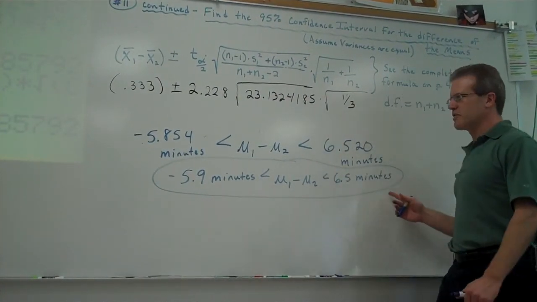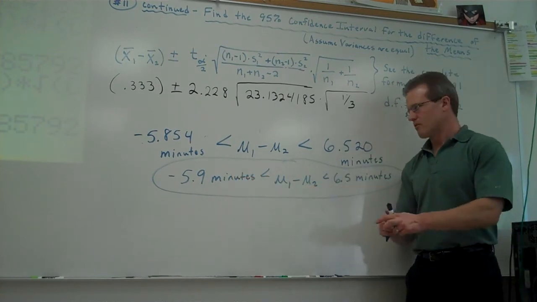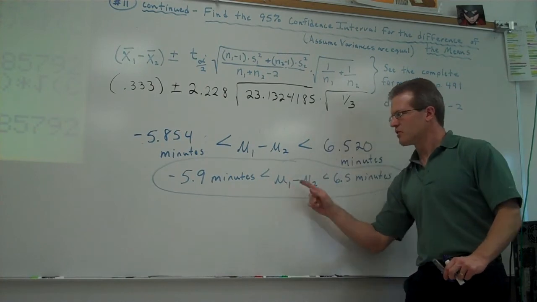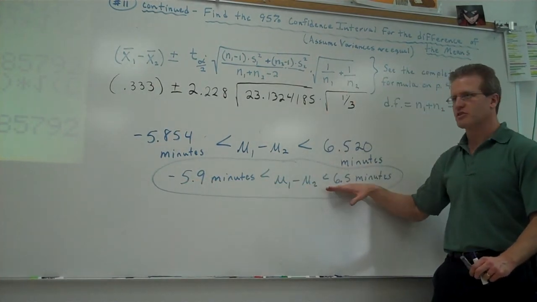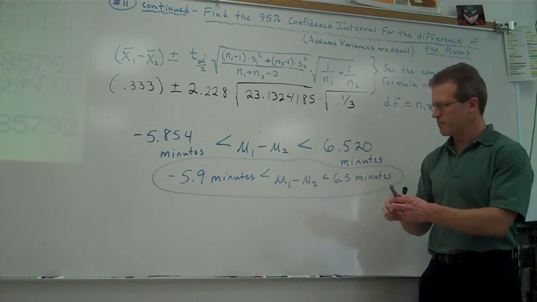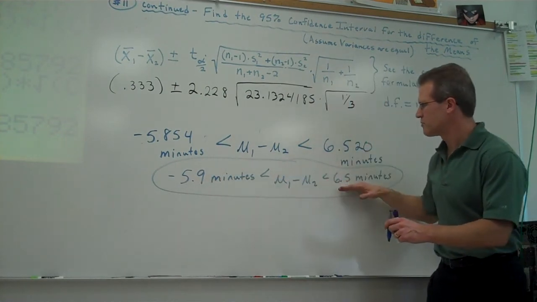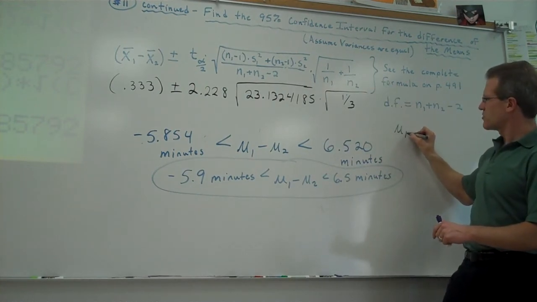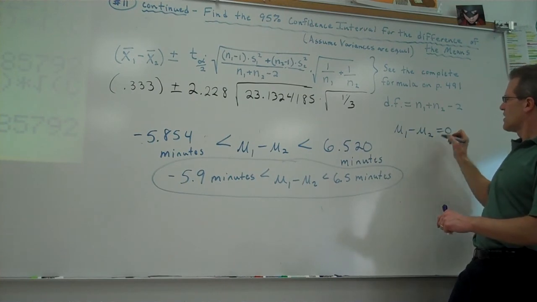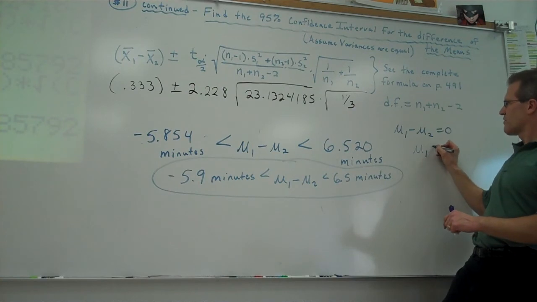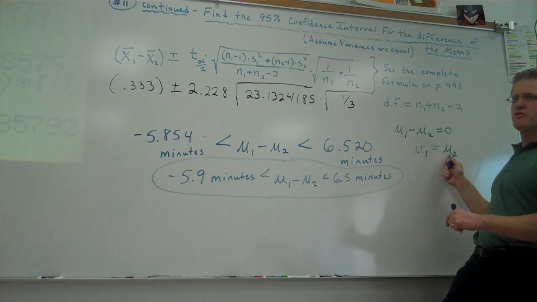How would this make me believe that, though? Right, 0. If these were the same and you subtract them, you'd get 0. 0 is between negative 5.9 and 6.5. So because it's possible that this equals 0, and we're 95% confident of that, and you could add mu sub 2 to both sides, it's also possible, in fact we're 95% confident, that mu 1 equals mu 2.